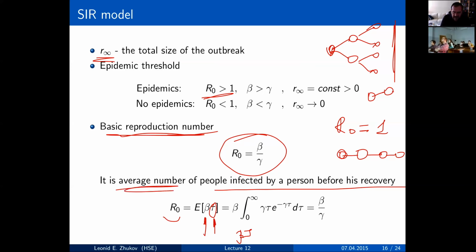Now, R naught is an average number of people infected, so it's just an average of this thing. Beta is a constant, right? It's the infection rate. What's different for every sick person is the time, how long they're going to be sick. One can easily show that this time is distributed exponentially. So in fact, the distribution of it is given by gamma e to the minus gamma t.